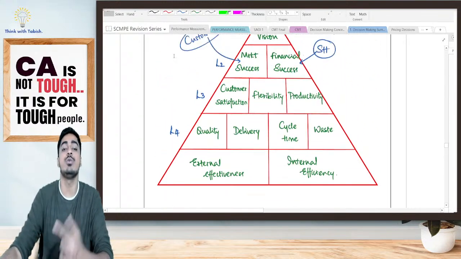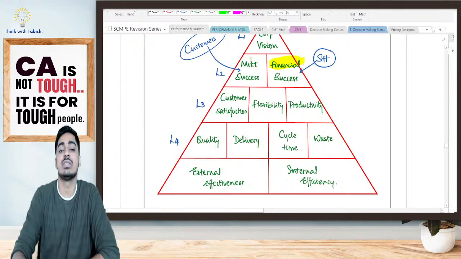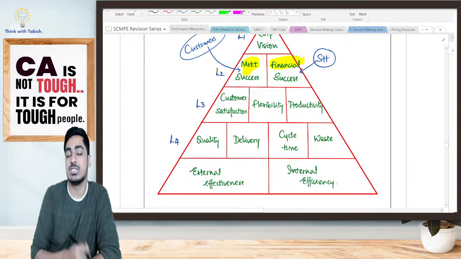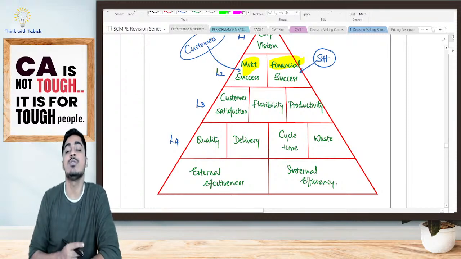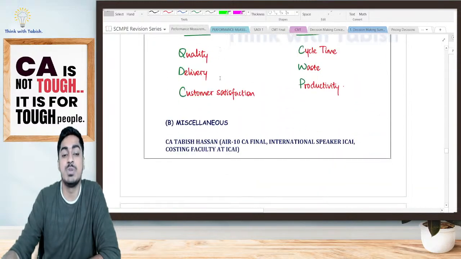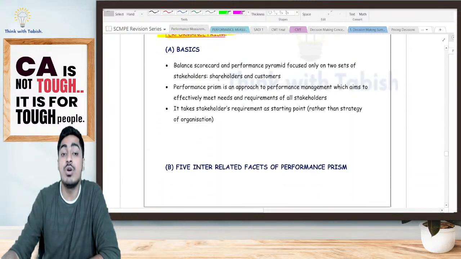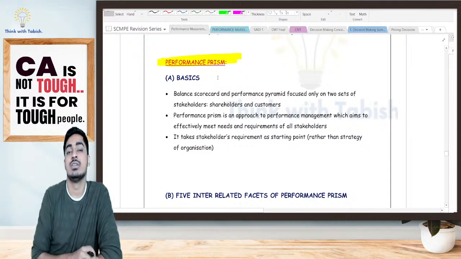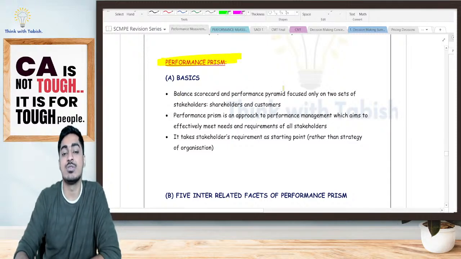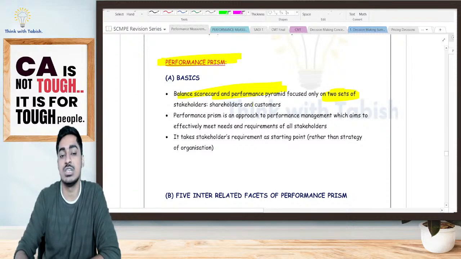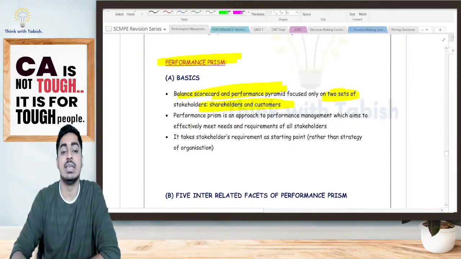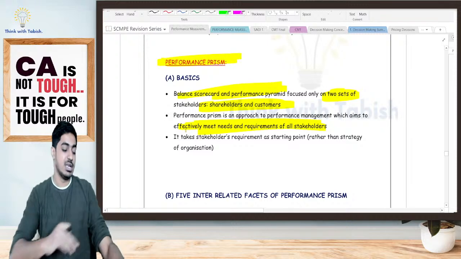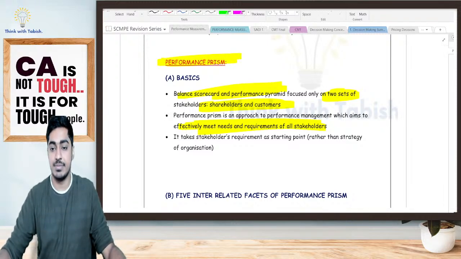Again, in the performance pyramid, I am telling two things should happen: financial success and market success. Financial success, who will it ultimately impact? My shareholders. Market success, which category of stakeholders am I trying to impress? Customers. Only two categories of stakeholders are impressed. Yes or no? So the performance prism is telling us to come up with a model that will satisfy the needs of all stakeholders, not just shareholders and customers. Is it clear? The balanced scorecard and performance pyramid focused only on two sets of stakeholders, shareholders as well as customers. The performance prism aims to meet the needs of all the stakeholders. Is it clear? Now, the performance prism will try to explain everyone.